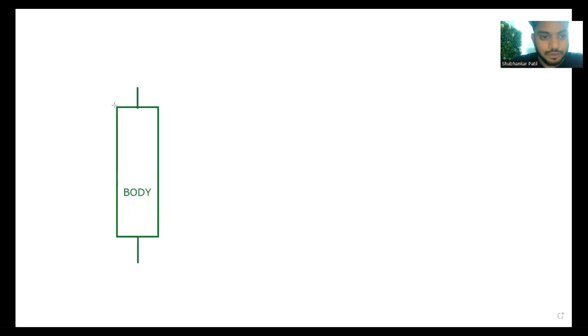To summarize what this candle is showing you: the market opened over here, it made a low, and this is where the market closed. This is the high of the candle. This is the low of the candle. This is the body. This is the upper wick. This is the lower wick.